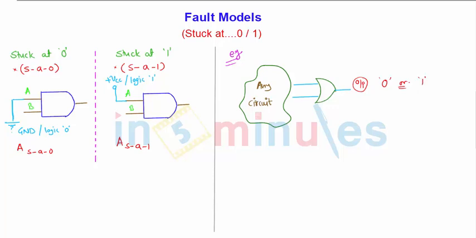Now my point here is, suppose that these points are shorted by means of some fault. So if these inputs, let us say this is 0 and this is 1, I have two inputs 0 and 1 which are shorted.